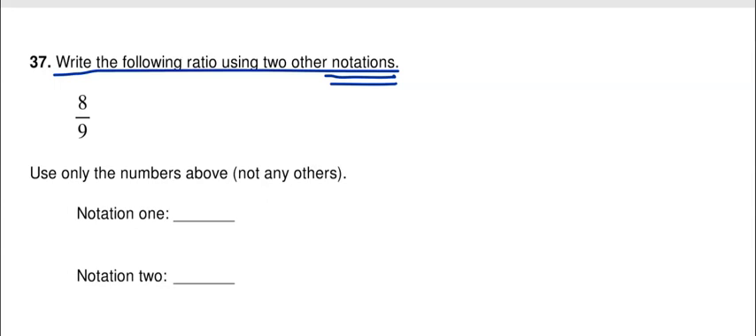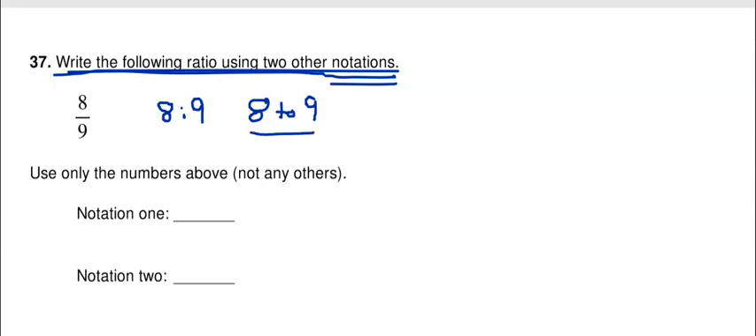So 8 over 9 could actually be written as 8 and then the colon 9, so two dots. And then the other way it could be written is 8 to 9, the word "to". And that's honestly that easy. So for this question, it says write the following ratio using two other notations. That's it.